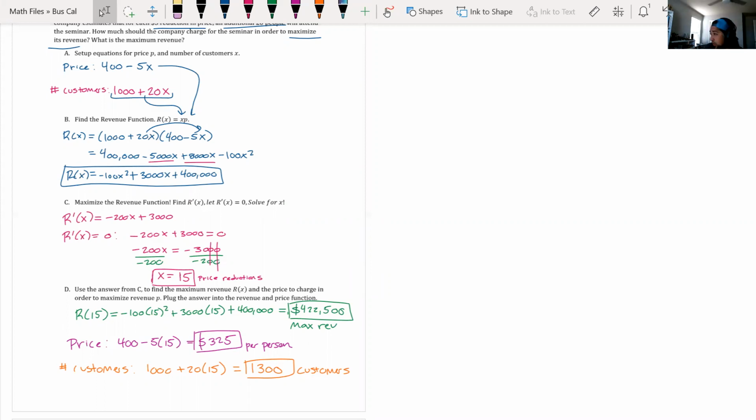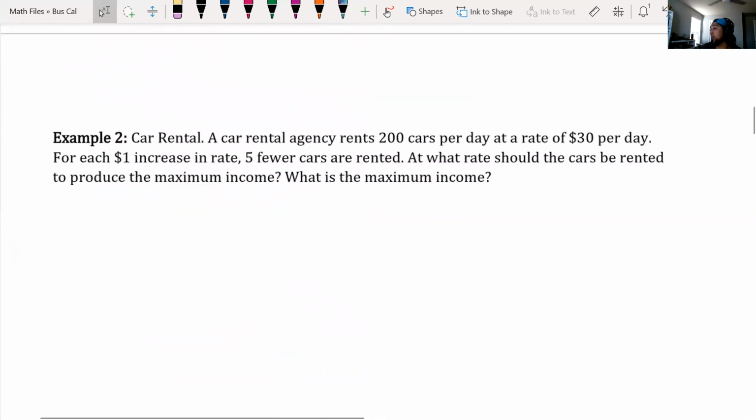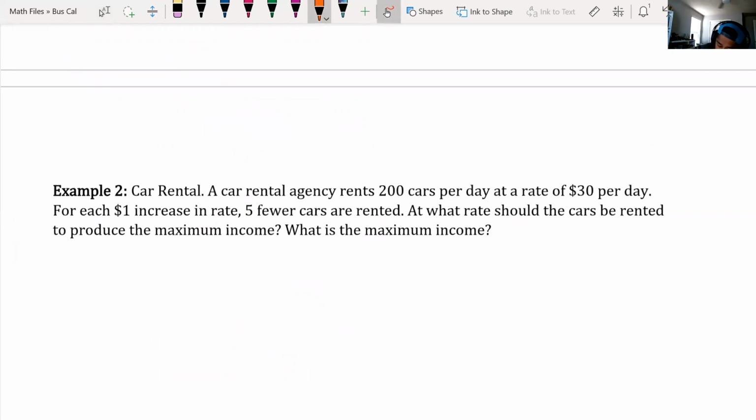Okay, let's try another one. Car rental. A car rental agency rents 200 cars per day at a rate of $30 per day. For each $1 increase in rate, 5 fewer cars are rented. At what rate should the cars be rented to produce the maximum income? And what is the maximum income? So here we are going to maximize income, but remember, this is the same as a revenue equation.